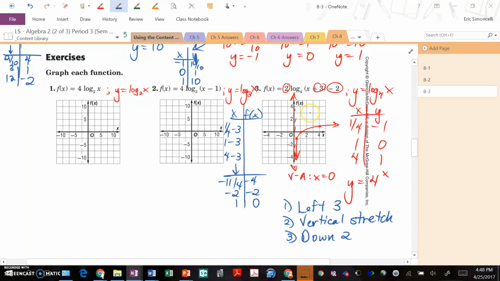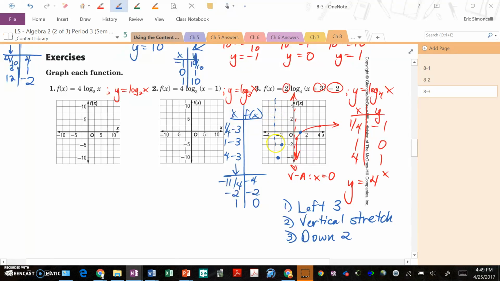Negative 11/4, comma negative 4. So that should be roughly about here, let's say. Close enough. Negative 11/4, comma negative 4. Negative 2, negative 2. And then lastly, 1, 0. And it is interesting how they actually share a point there, which is totally legitimate. We can definitely have that.